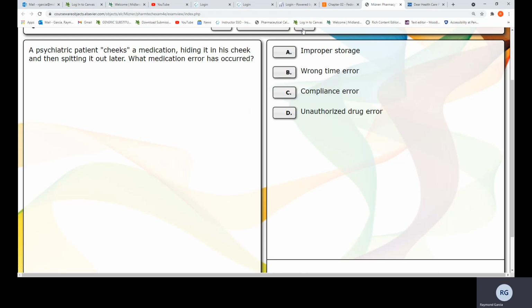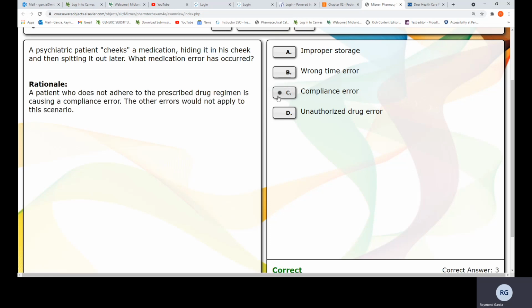A psychiatric patient cheeks a medication, hiding it in his cheek and then spitting it out later. Which medication error has occurred: improper storage, wrong time error, compliance error, or unauthorized drug error? See? Sounds more logical. If the patient does not adhere to the prescribed drug regimen, it's a compliance error. The other errors will not apply to this scenario.